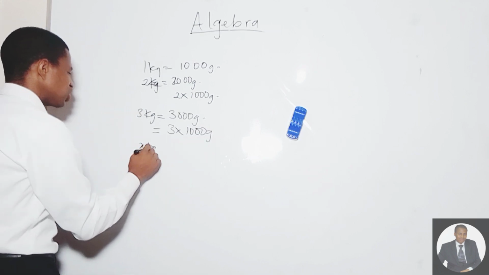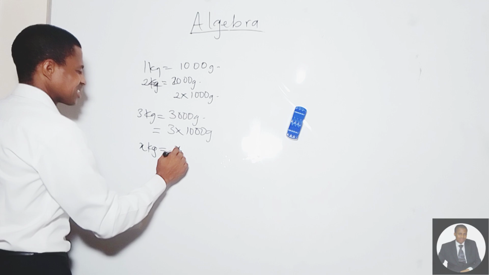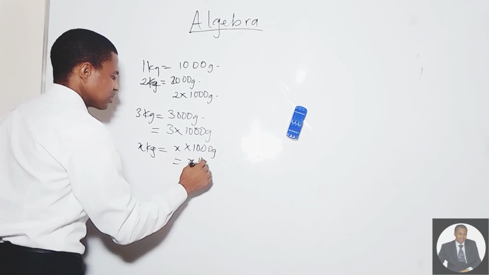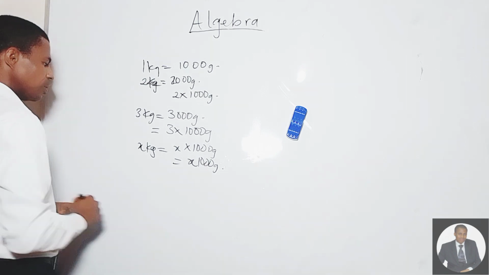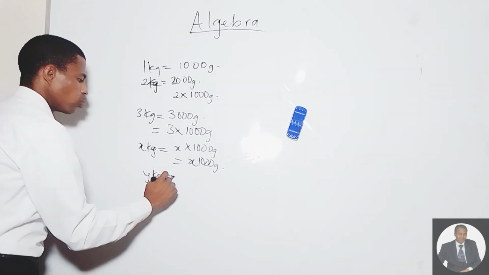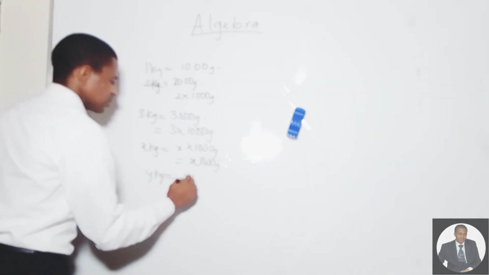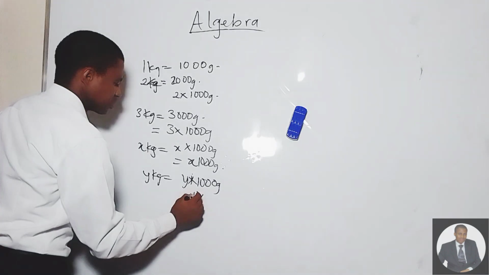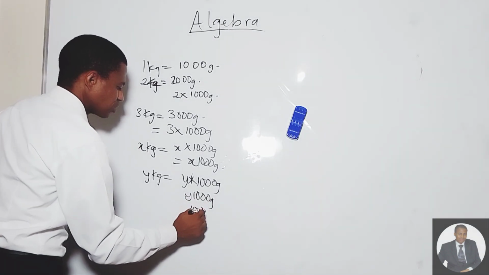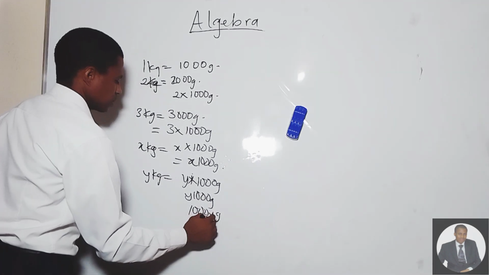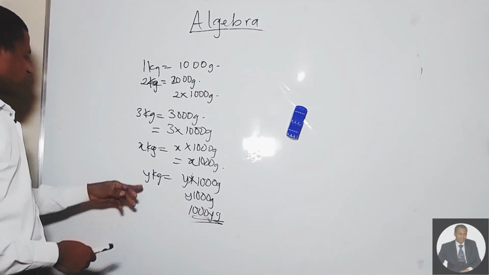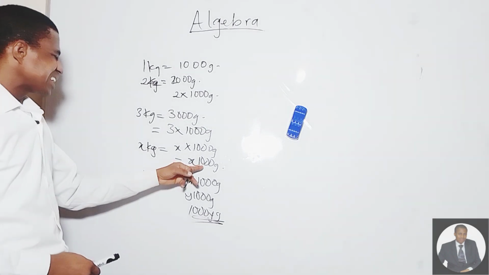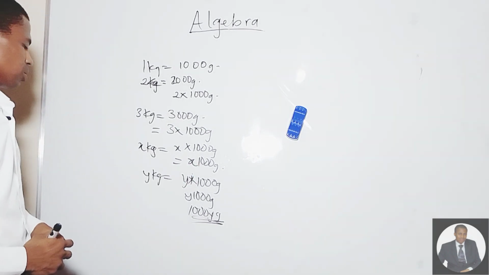Now, x kg will give us what? X times 1,000 gram, and that will be x 1,000 gram. Y kg will be y times 1,000 gram. That will be y 1,000 gram, or 1,000 times y gram. So the use of letters of the alphabet to represent numbers.